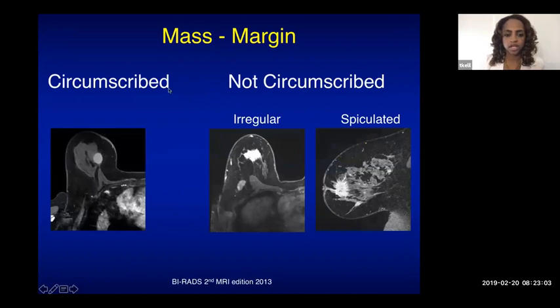Once you describe the shape, then you want to analyze the margin. So it can either be circumscribed, and usually these are considered benign. There are circumscribed masses that could be malignant, but in general, our suspicion is higher when it is either irregular or spiculated. But again, you take a number of things into consideration, so you can't just decide benign versus malignant based on the margin, but you take all of those factors into account.